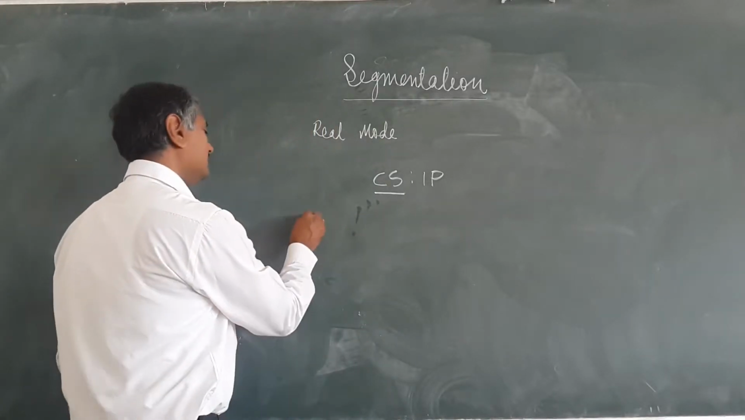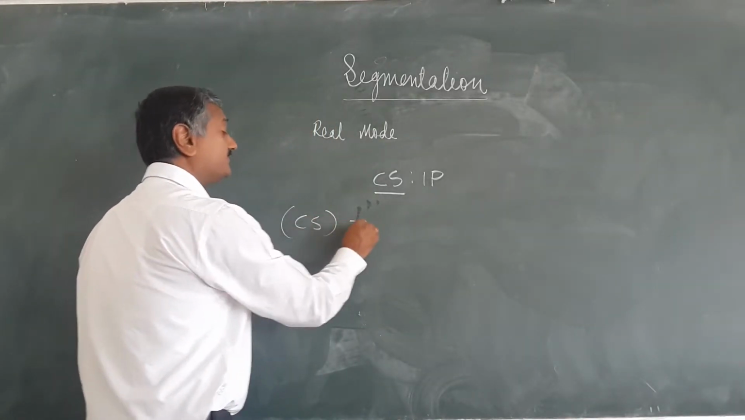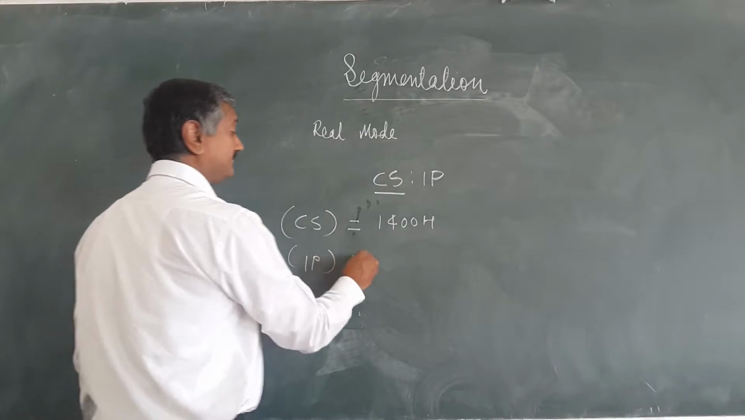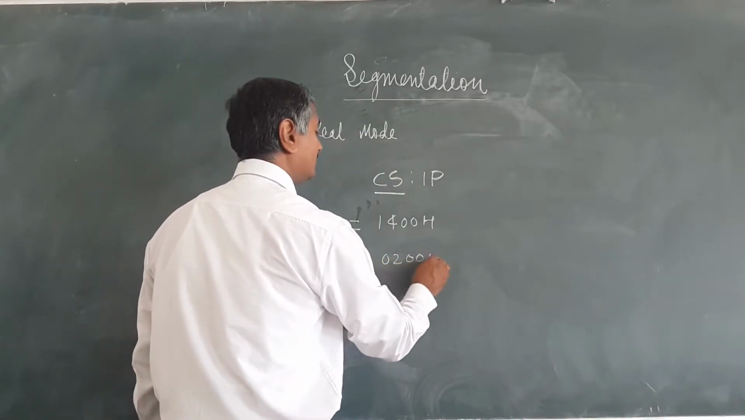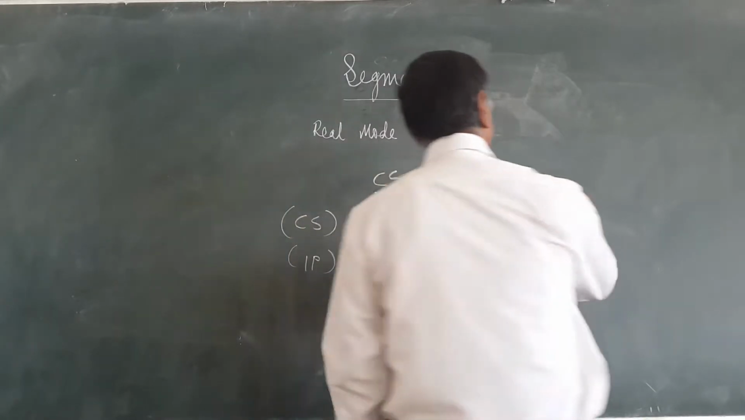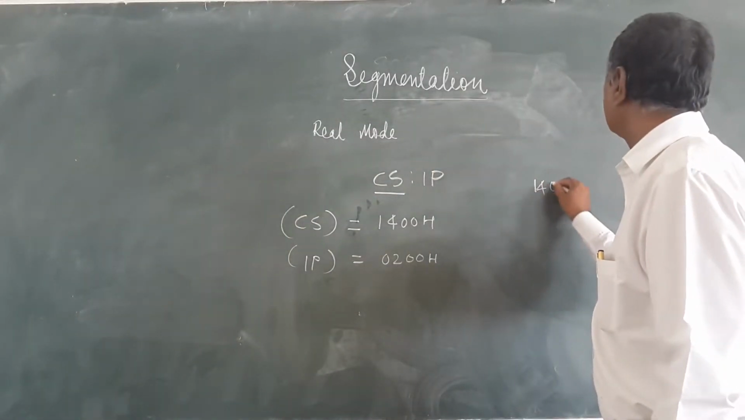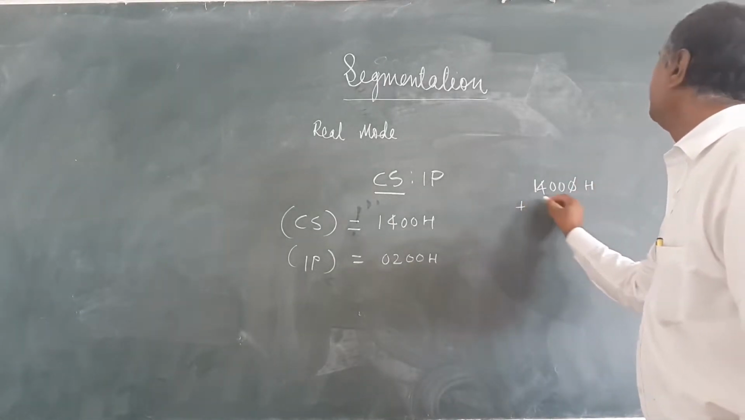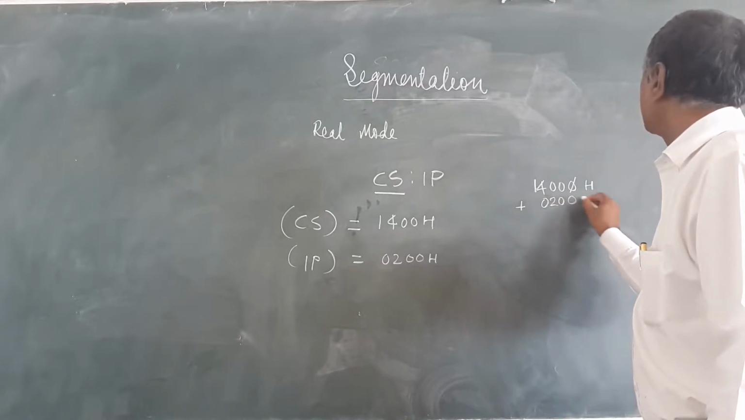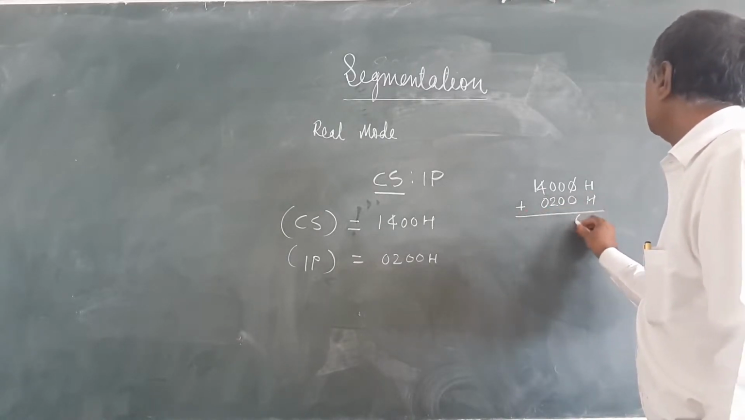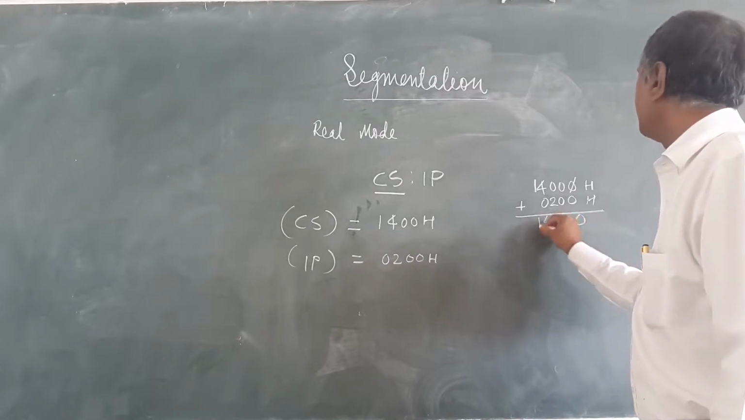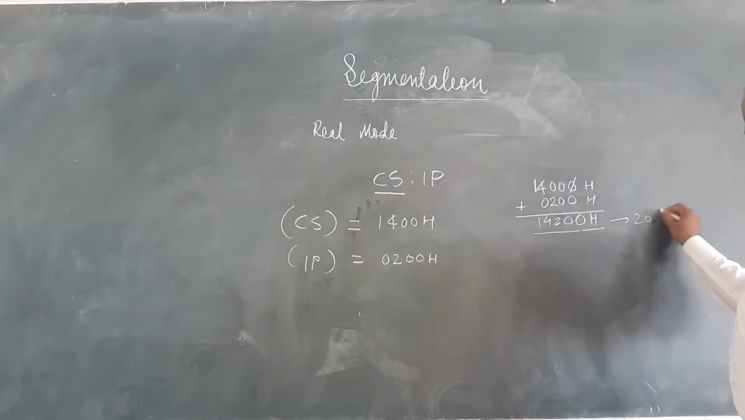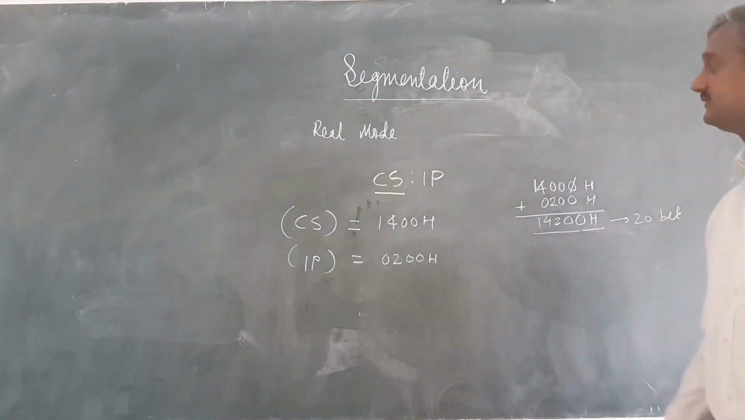Let us take an example. Assume the contents of CS to be 1400H and the contents of IP equal to 0200H. Then the physical address will be 1400 with one more hexadecimal 0 appended to it as 4 binary zeros, added with the contents of the instruction pointer. It comes out to be 14200H. So this is the final 20-bit physical address.